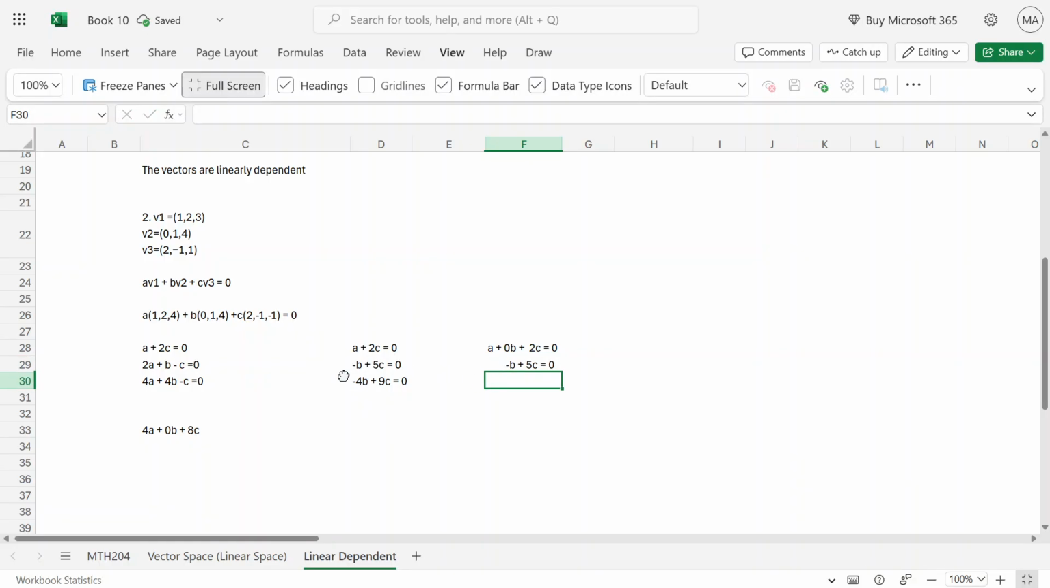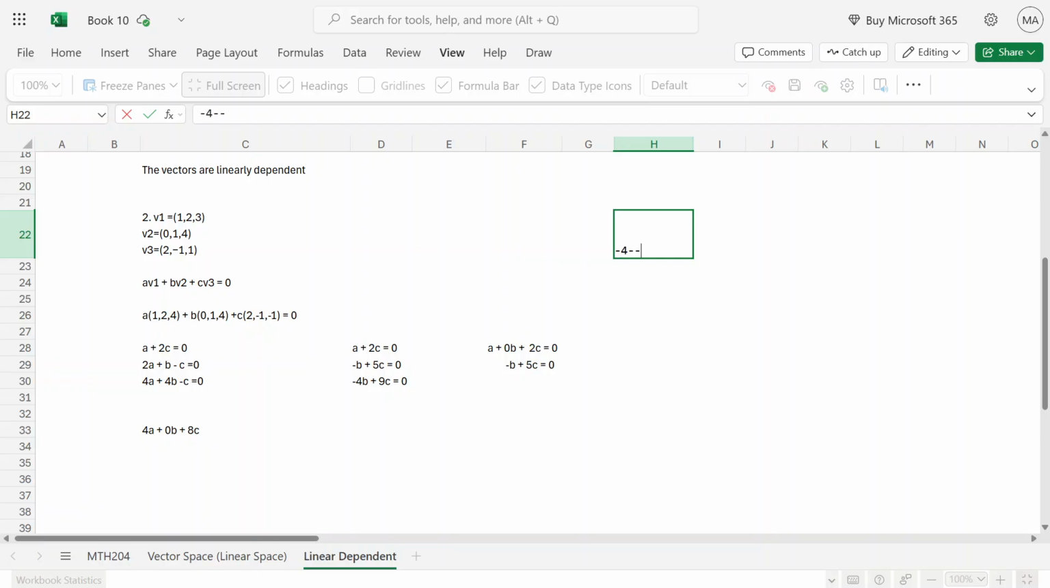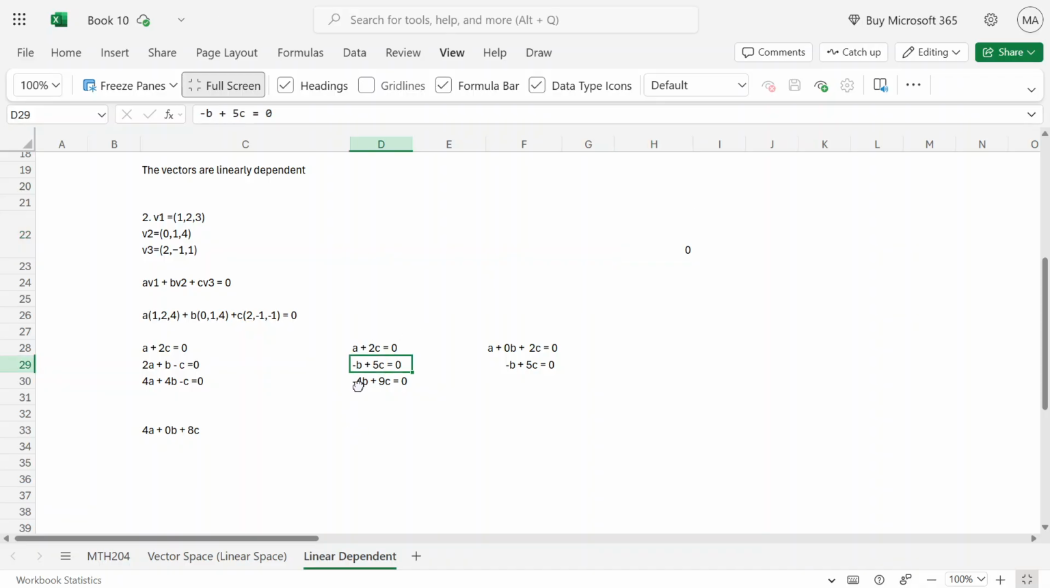Then the next one, we need to eliminate b. So if we times this by 4, so minus 4 minus minus 4, you see 0. So times this by 4, then minus this one from it. So this will turn to minus 4b plus 20c, right? So we have 0, then 20c minus 9c, which is what? 20 minus 9 will be 11c equals to 0.